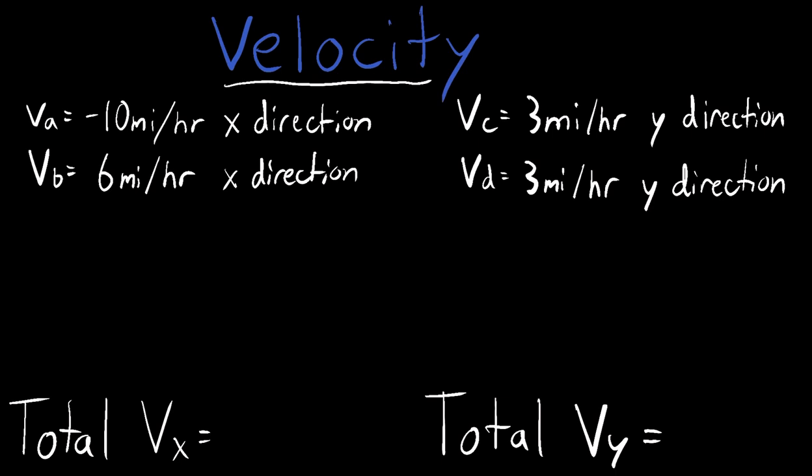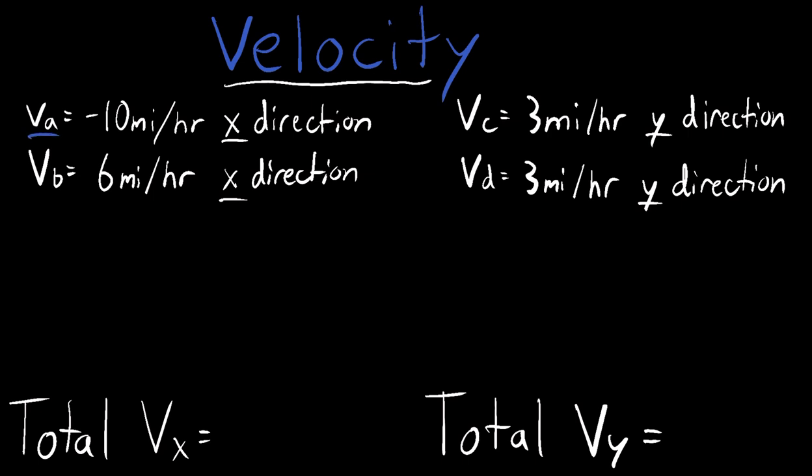Alright, today we're going to be calculating total velocity and then plotting the final position on an x and y axis. So we're starting off with 4 velocities here. You can see 2 of them are in the x direction, 2 of them are in the y direction. So what we want to do is combine our x's together and combine our y's together.